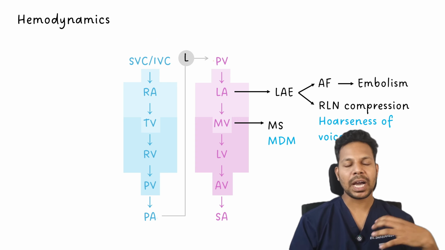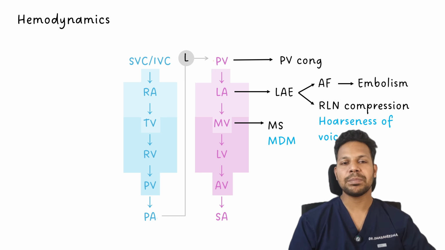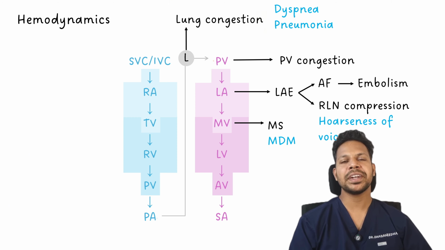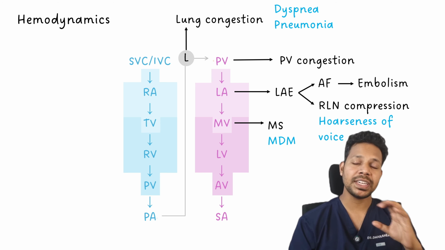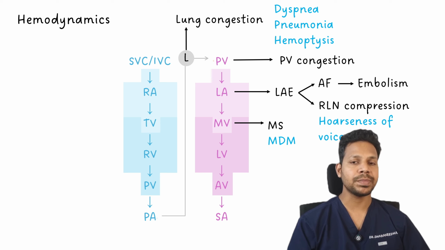Now, further, the back pressure pools up into the pulmonary venous system, and that will result in pulmonary venous congestion, and congestion of the lungs can result in dyspnea, repeated respiratory tract infections like bronchitis or pneumonia, and because of the rupture of the bronchial and pulmonary venous connections, that can result in hemoptysis. So all these are the consequences of mitral stenosis.